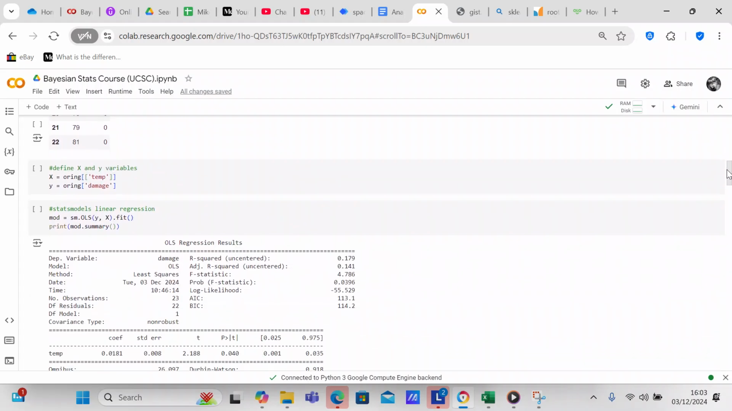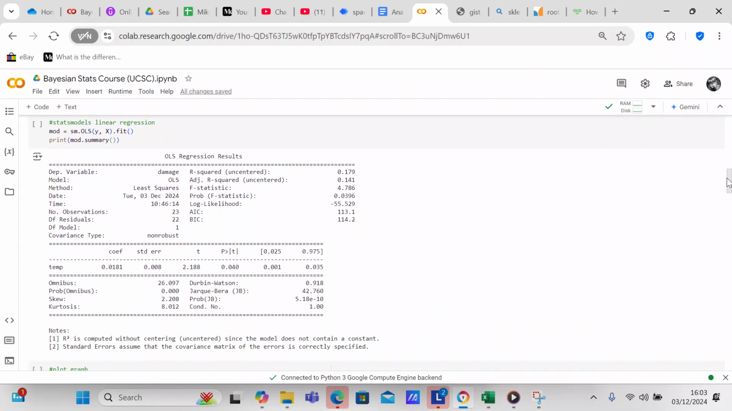Next we're going to define our x and y variables. The x variable is the temp, and the y variable is the O-ring damage. And now we're going to use statsmodels, and in statsmodels we're going to use the OLS function, which is ordinary least squares. It's the least squares method, and it's going to be y and x, using a linear regression, and then you're going to fit it. Then we're going to print the summary, so you can see that this is the summary that has been printed out.